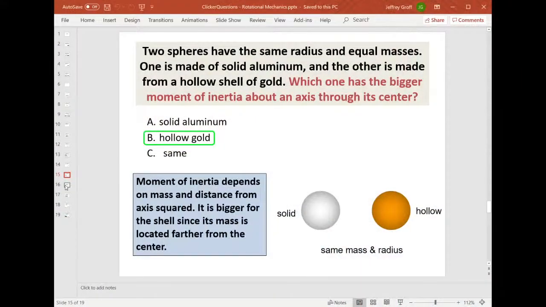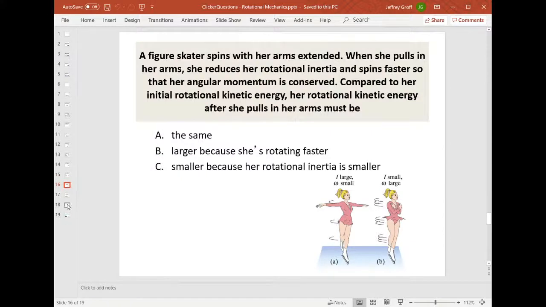Okay? Yes, they both have the same total mass and the same radius, but the radius of the sphere isn't what matters. What matters is how far away each little tiny piece of mass is from the axis of rotation. So the gold sphere has a larger rotational inertia. Those are questions about rotational inertia and conservation of angular momentum. All right, so we'll have to save those two for Monday.